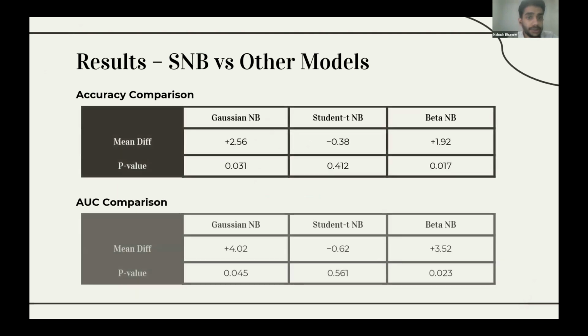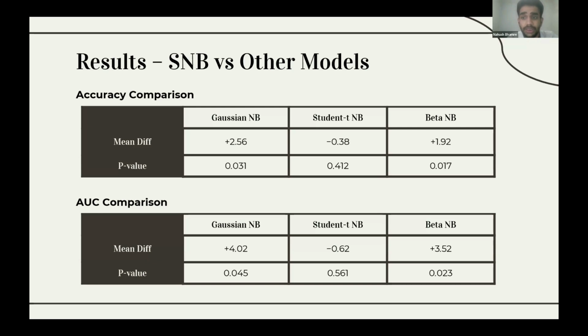So here are the results. Our experimental results show that the stable naive Bayes consistently outperforms both Gaussian and beta naive Bayes. The improvements are not just empirical, they are statistically significant. The p-values are much lower than the threshold we had set of 0.05. The values are 0.031 for accuracy and 0.017 for AUC. This means the gains are unlikely to be random due to variations in the dataset.